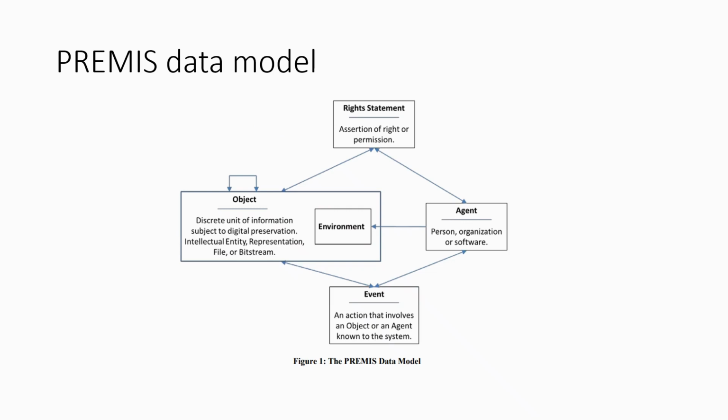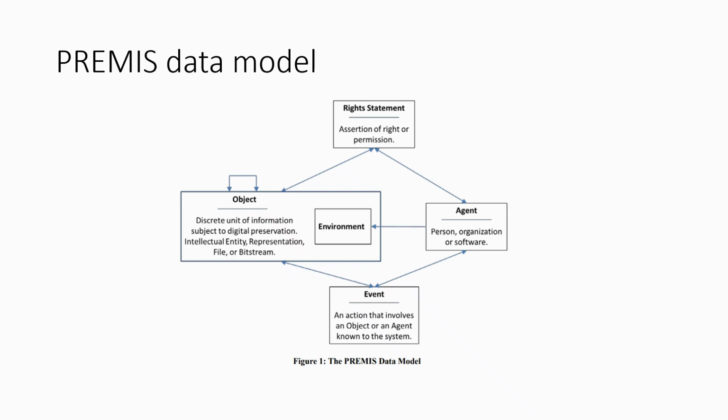Let's look at the PREMIS data model. The model, which is pretty simple, demonstrates how each of the entities relate to each other. Objects, which are on your left, are discrete units of information, and they can include an intellectual entity, a representation, as in the set of files and structural metadata needed to fully render an intellectual entity, a file, or a bitstream. So objects can relate to events, rights, and other objects.